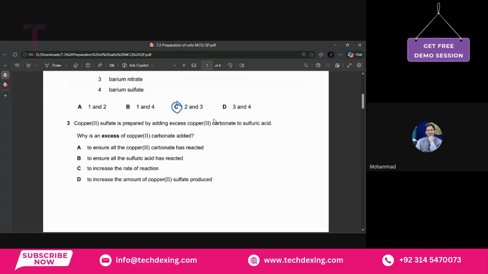B, to ensure all the sulfuric acid has reacted. Yes, very good. The correct option is option B.